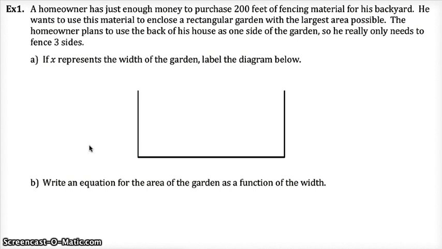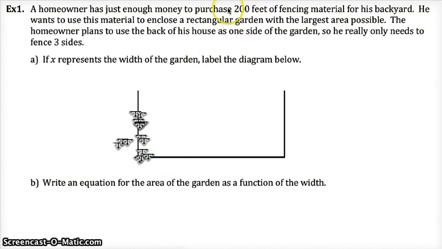Okay, express the width of the garden, and if x is the width of the garden, that would be this side here. We'll label the diagram below. And then after you have that, make an expression for area. So that tells us that once we have x here, we should be able to express this other side in terms of x.